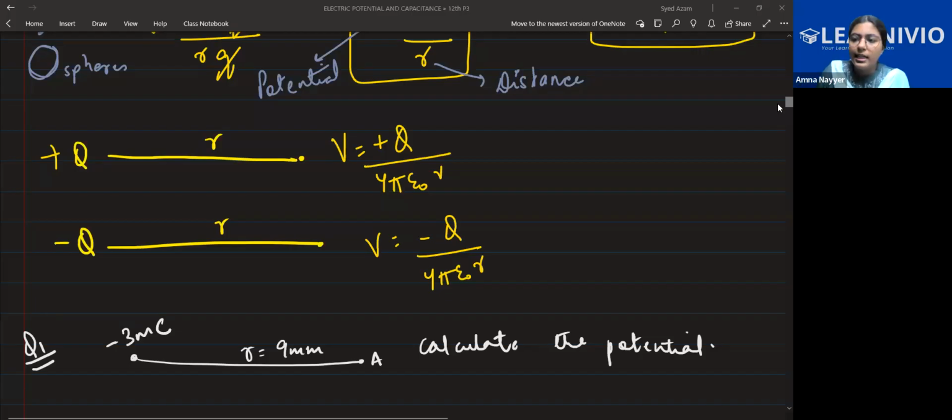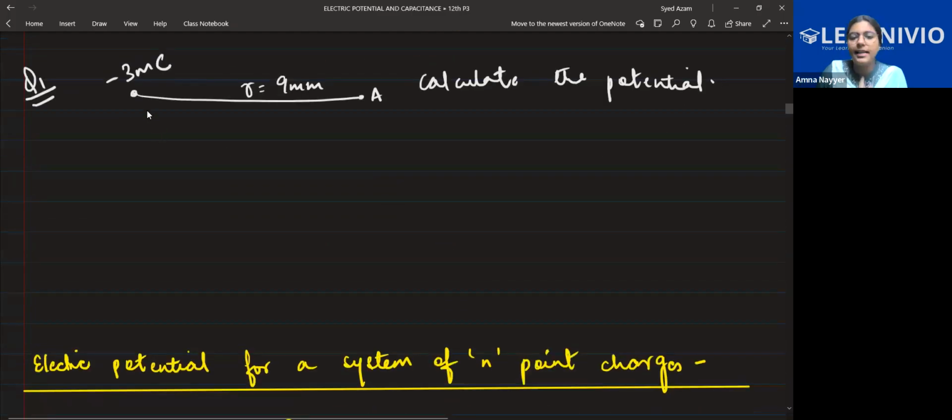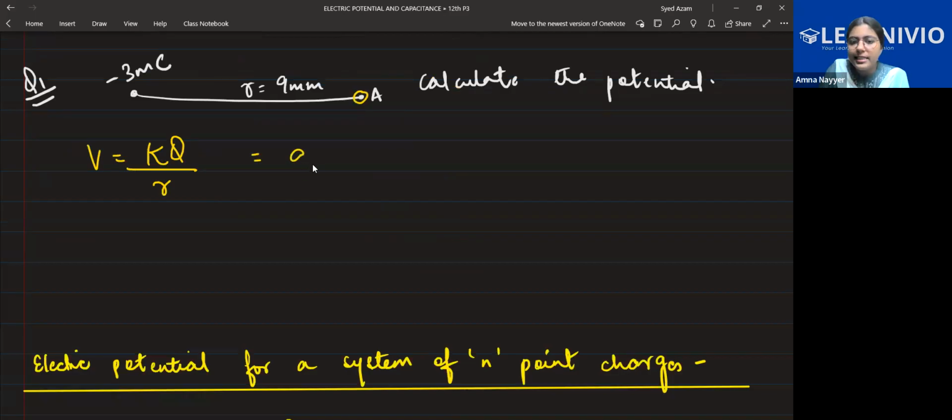Okay, look at this. This question says minus 3 millicoulomb is present here, and at a distance of 9 millimeters, you have this point A. And at this point A, we have to calculate the potential. So see, potential's formula is KQ by R. K is 9 into 10 to the power 9. Charge is minus 3 millicoulombs. So we are going to multiply it with minus 3, not the magnitude 3. Minus 3, and since it is milli it will be multiplied by 10 to the power minus 3.